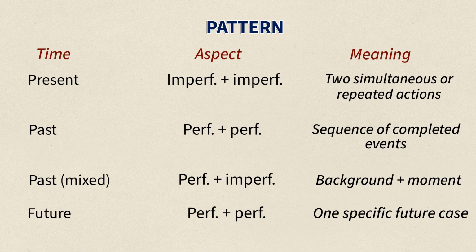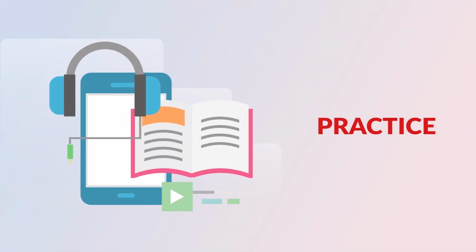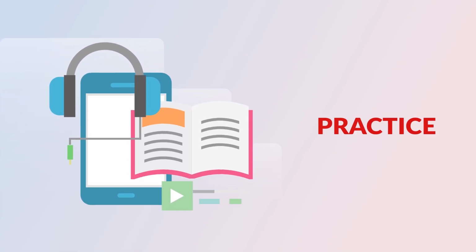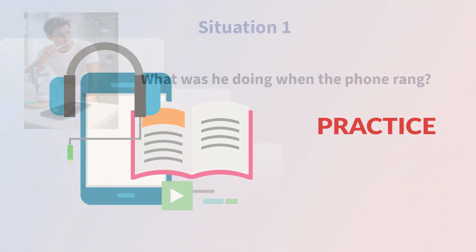The rule is simple. Когда never changes, verbs do. The verb forms show whether something is in progress, repeated, or finished. Let's practice. Look at the situations and describe what was happening and what happened using когда. Pay attention to the verb aspects.